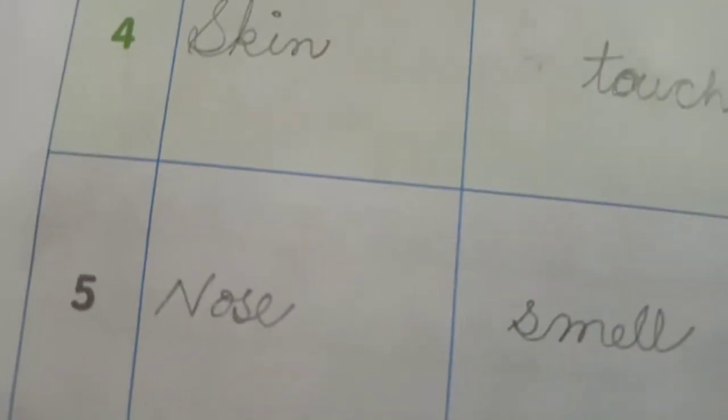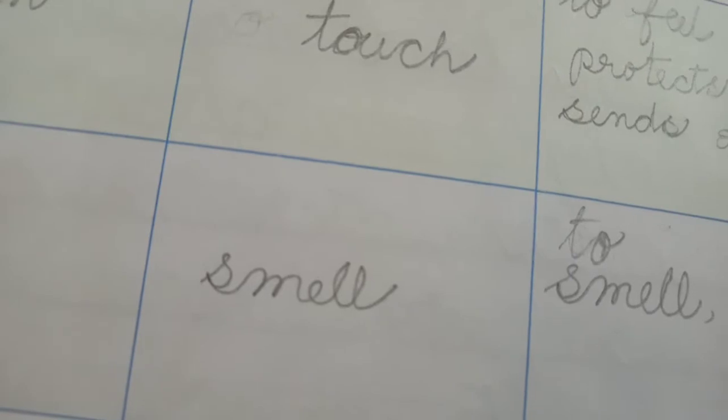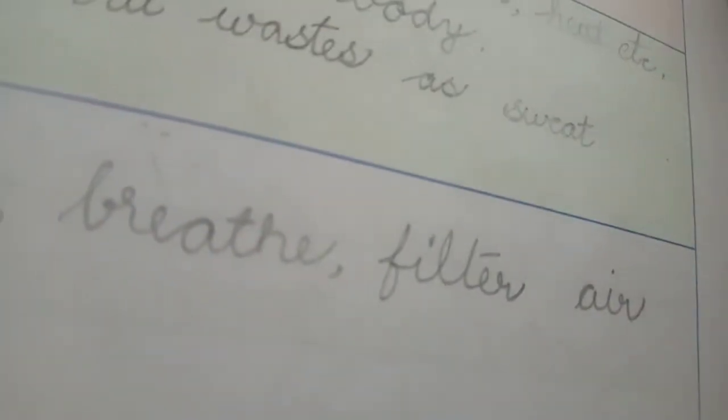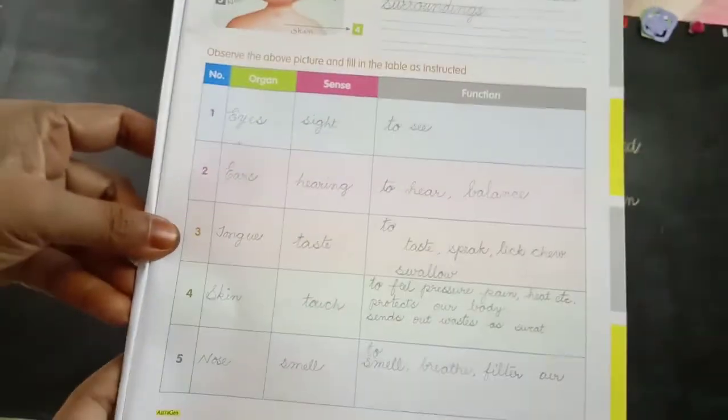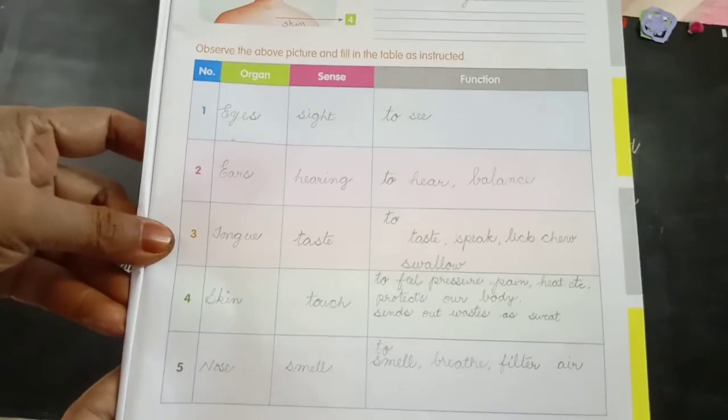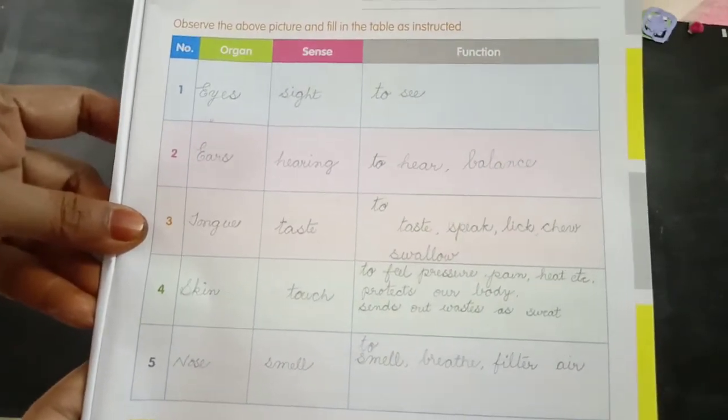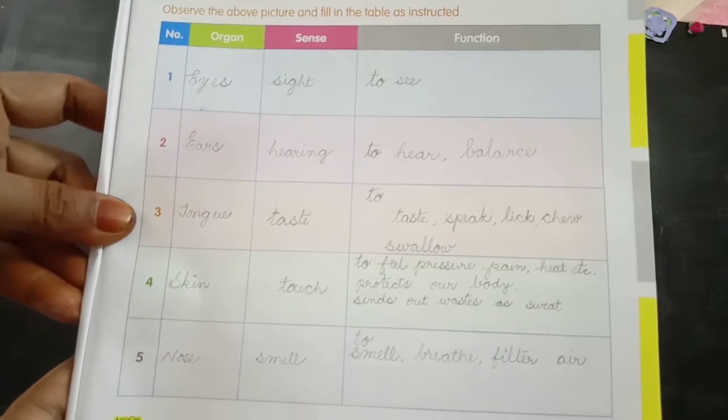The next one and the last one is nose. Nose is to smell, to breathe, to filter air. So once again see and write as neatly as you can. Observe carefully. Write neatly.